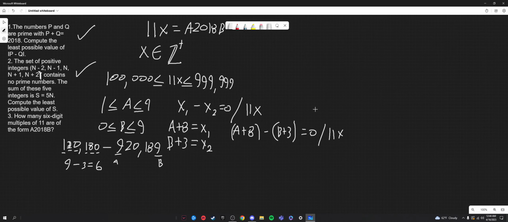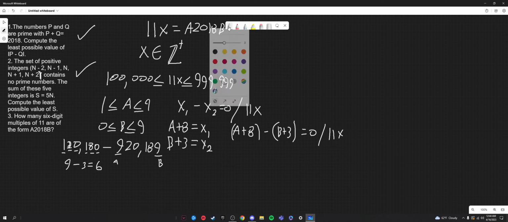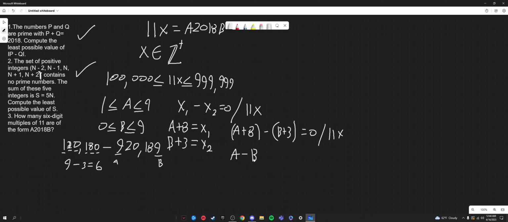Alright. So now from here, we're just going to distribute the negative and rearrange. So we're going to have a minus b, and then negative 3 plus 8, so plus 5, equals, we're going to set this up into two separate equations now, 0 or the 11x. So we'll have a minus b, and I'm just going to bring the 5 to the other side. So we have 11x minus 5, and likewise here we'll have a minus b is equal to negative 5.